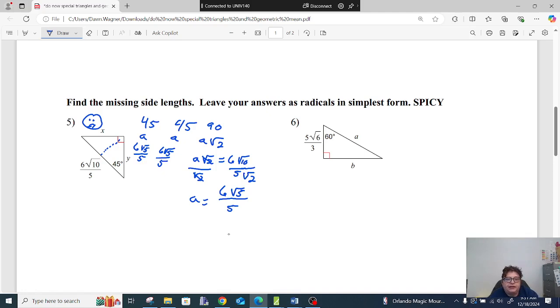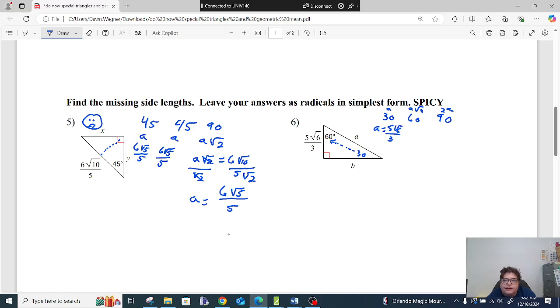So this one, they give you across from the 30, right? And if I'm given across from the 30, I'm happy because I don't have to solve for A. I just know what A is right off the bat. A is 5 square root 6 over 3. Oh, I forgot to put my pattern. I'll put it up here. A square root 3, 2A.